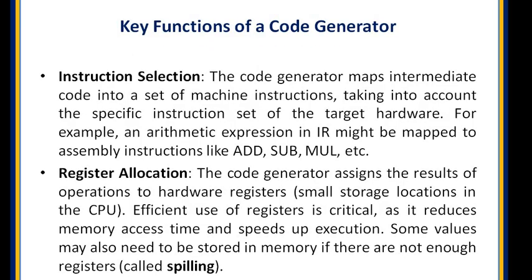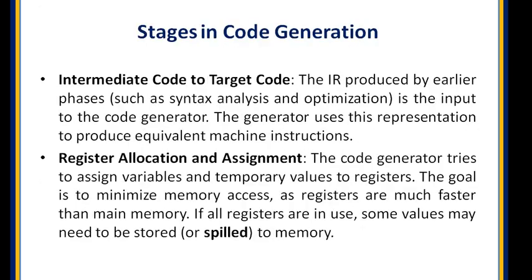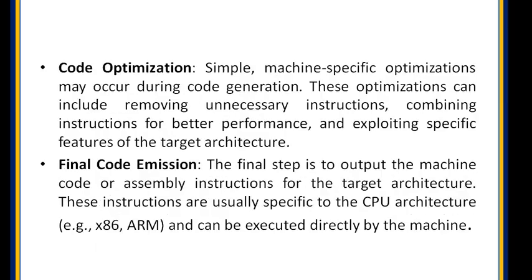What are the key functions of the code generator? We are having the key functions: instruction selection, register allocation, instruction scheduling, address calculation, handling function calls and control flows. What are the stages in code generation? Intermediate code to the target program, register allocation and assignment, code optimization and final code emission we are having.